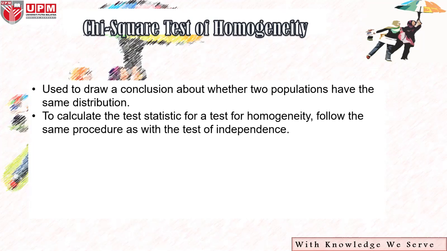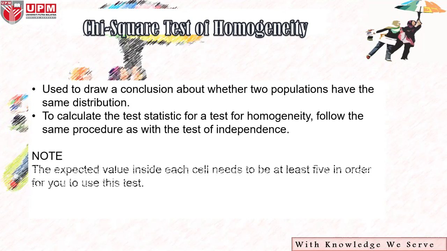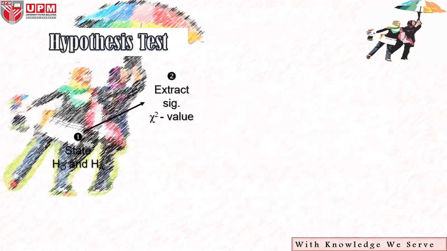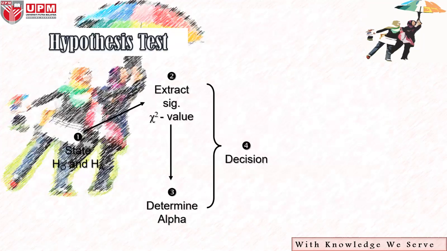To calculate the test statistic for a test of homogeneity, follow the same procedure as with the test of independence. The expected value inside each cell should be at least 5 in order for you to use this test. Make sure we have an ample sample size. For each cell, it must be at least 5. For example, if you have 3 categories, then 15 minimum. What to expect? The hypothesis test is the same. We follow the 5 steps.